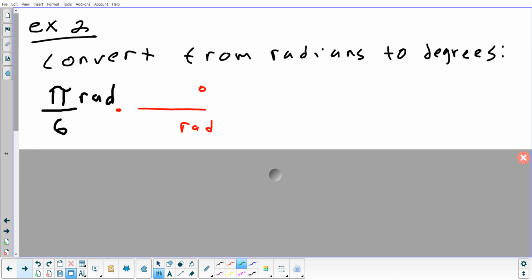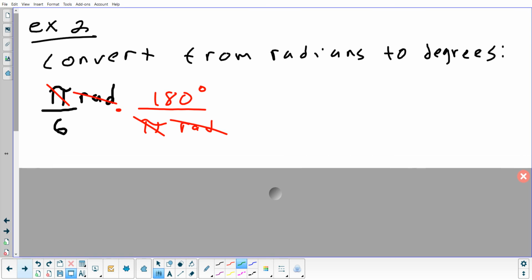And Emma, what number do we always connect with degrees? 180. 180? And Dylan, the number that we always put with radians? Pi. Pi? Okay, and what's going to cancel out here? Pi, yeah, that's gone. What else is gone? The radians is gone.